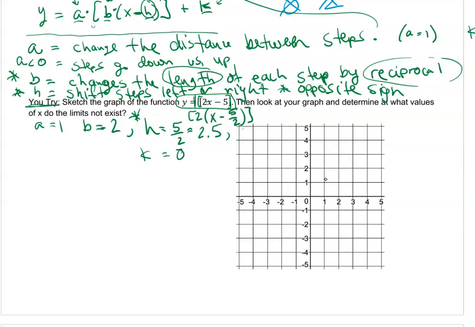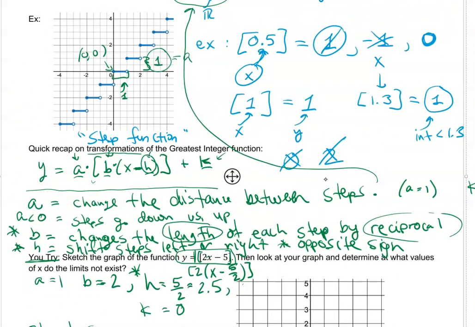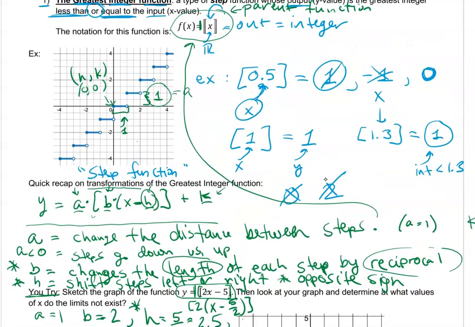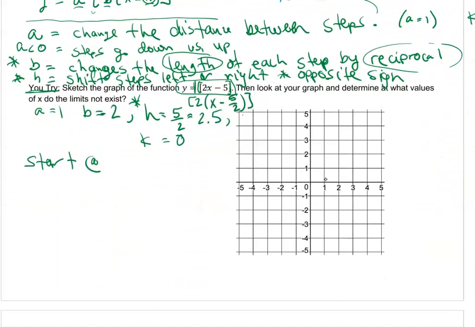So I'm going to get you started. Your first step in your parent function, which in this case started at (0, 0), was basically our h, k value from the parent function, right? Because there was nothing being added to the x inside the bracket or to the greatest integer outside the bracket. So h and k are both 0 for the parent function, and that's where our first step begins, right at that point. So in this case, our first step is going to begin at (2.5, 0).